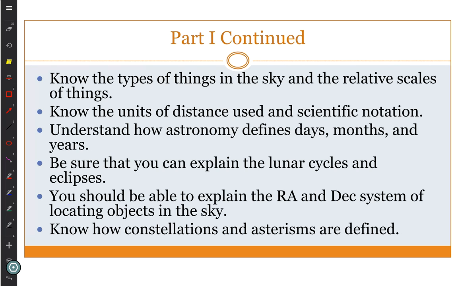Now, at this point, we've studied a lot of things we find in the sky. We've studied galaxies just a little bit. We've studied the clusters. We've studied stars, the different types of stars. We've studied our planetary system, the planets and the moon. And so at this point, it's a lot easier to say, yeah, those are the things we find in the sky.